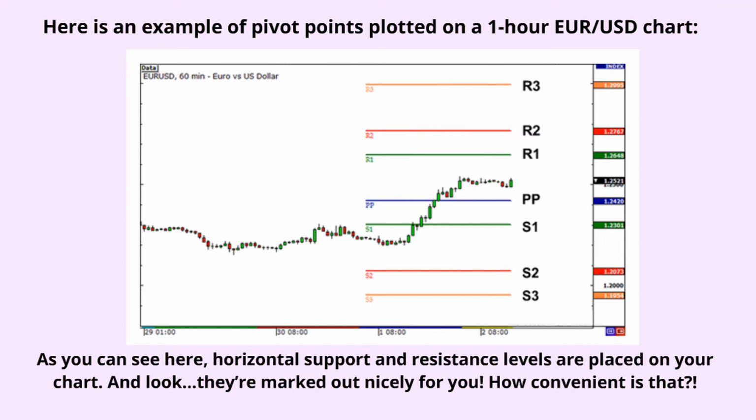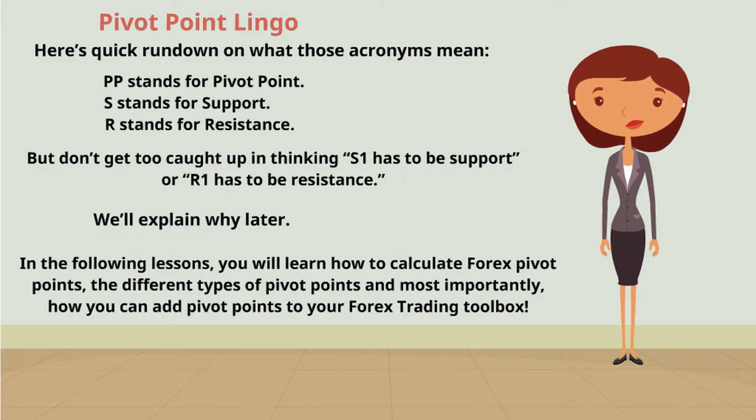Here is an example of pivot points plotted on a 1-hour Euro to US dollar chart. As you can see here, horizontal support and resistance levels are placed on your chart. And look, they're marked out nicely for you. How convenient is that? Let me tell you about pivot point lingo.